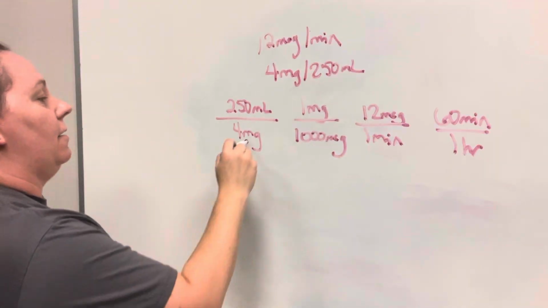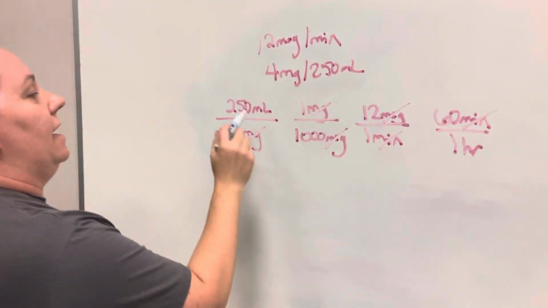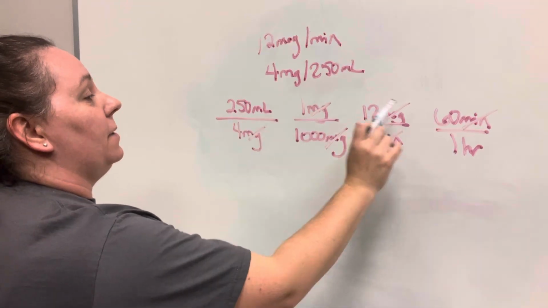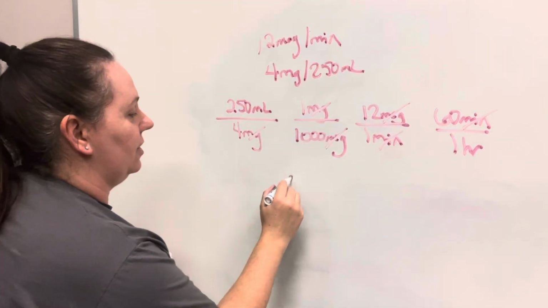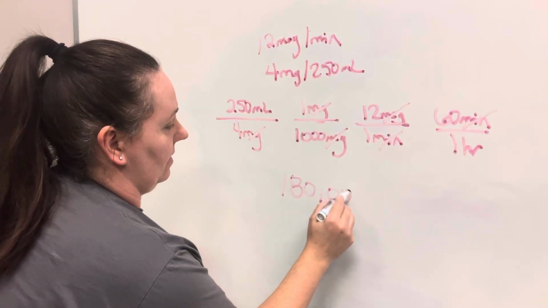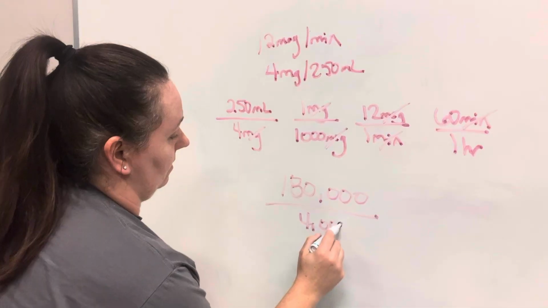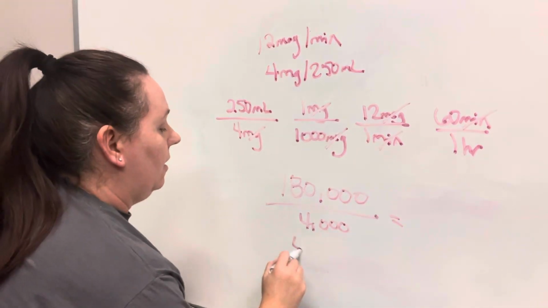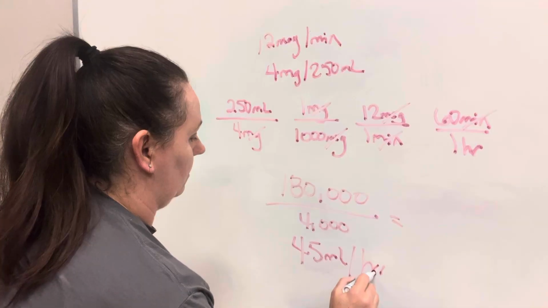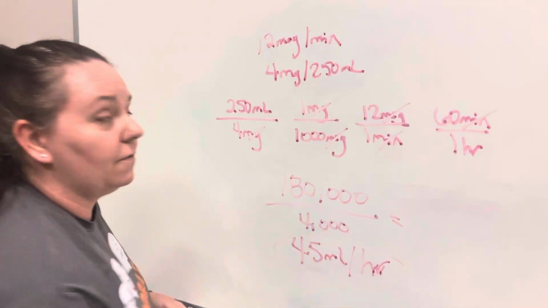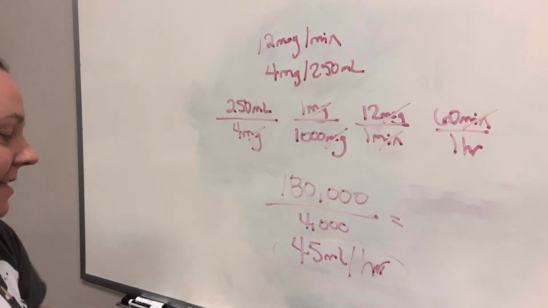Okay, so now our milligrams all cancel out, our micrograms, our minutes all cancel out, and we're just going to multiply across our numerator and our denominator, and we're going to get 180,000 divided by 4,000 equals 45 milliliters per hour for our answer there. So that is it.